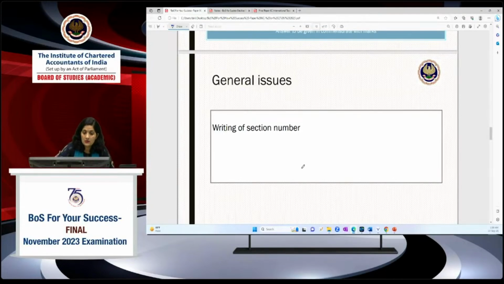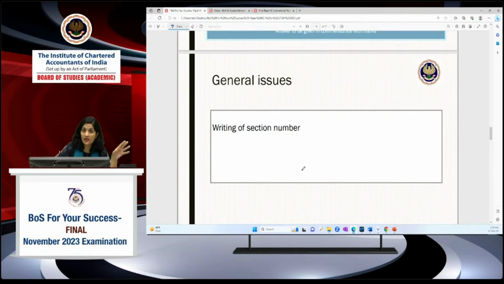Dear students, it's an open examination. And section numbers, of course, you are supposed to write, and they should be correct also. You need not learn the section numbers, but reading the Income Tax Act without section numbers is not possible. Section numbers are very essential to remember the provisions. So writing section numbers is expected from you.